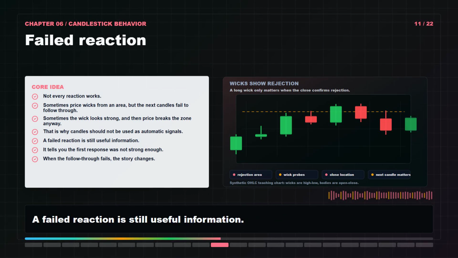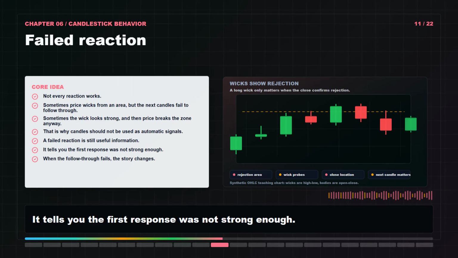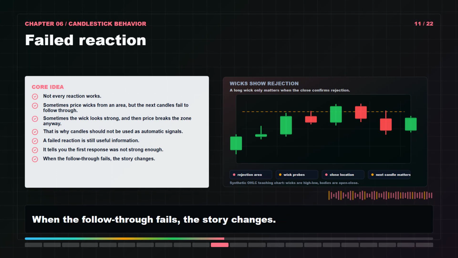A failed reaction is still useful information. It tells you the first response was not strong enough. When the follow-through fails, the story changes.